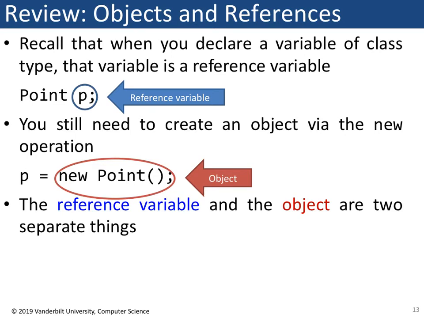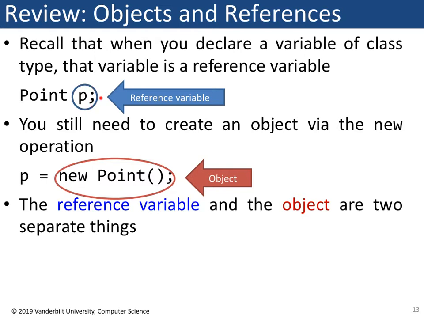So now we're going to shift and talk a little bit about objects and references and how to use arrays of objects. So remember that when we declare a variable of a class type, this variable is called a reference variable. And it's called a reference variable because we are going to store a reference to an object in this variable. And reference is the word used in Java for the address in memory of that object. So even though we've created this reference variable, we still have to make an object in memory using the new operation, like this.